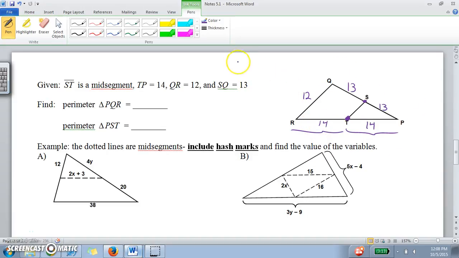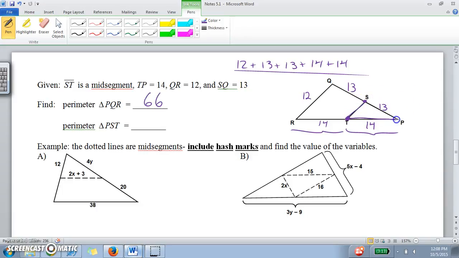So if we add up all of these sides to find our perimeter, adding up everything on the outside, if we add all of these numbers together, we get 66. So that's our perimeter.